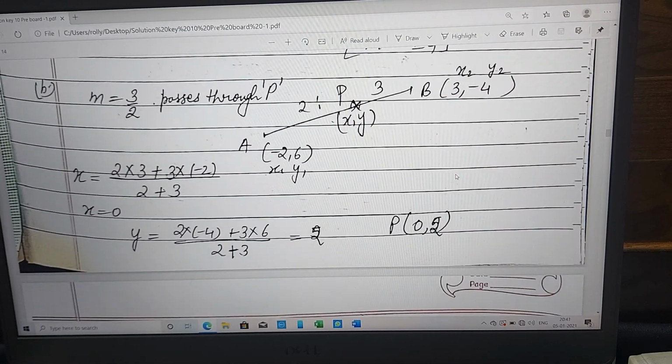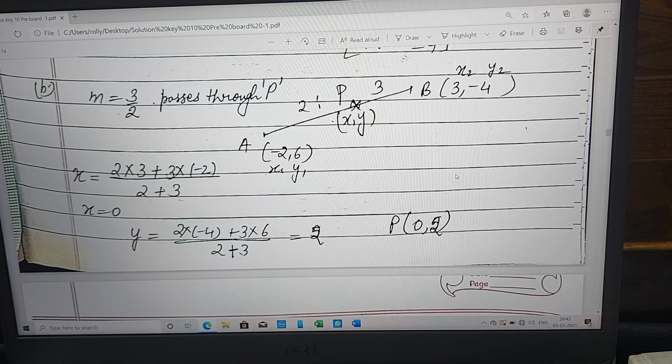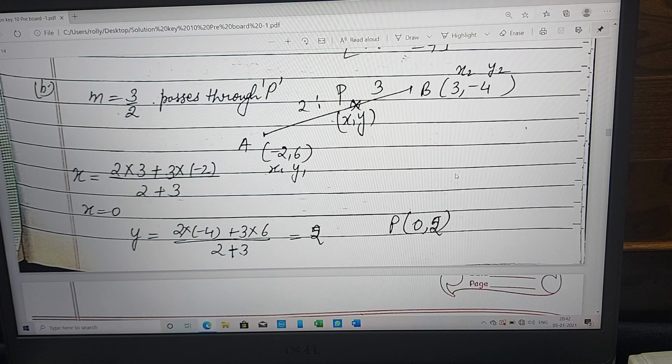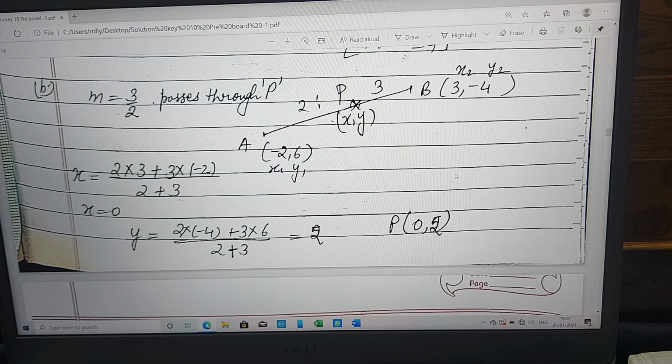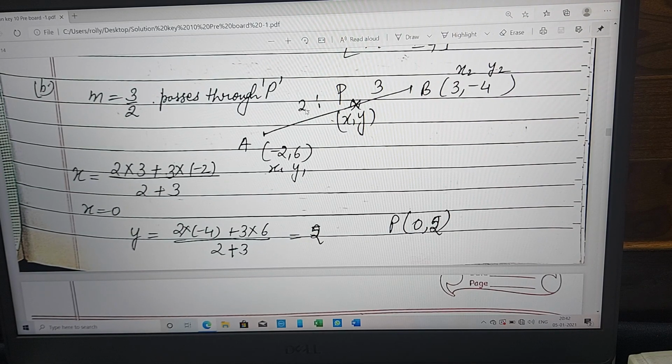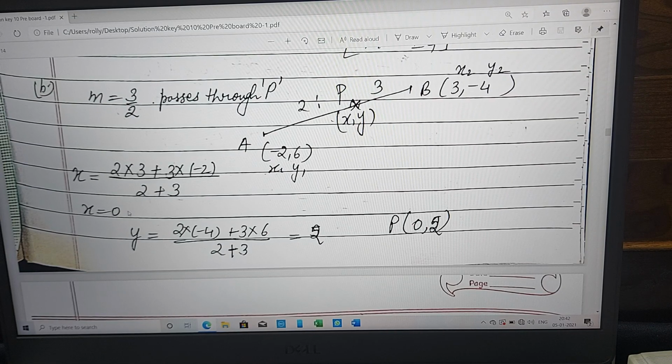Next question. The value of m is given as 3 upon 2, and the line passes through point P. The line segment AB is given where A is -2, 6 and B is 3, -4. The ratio is 3:2, but here I have taken 2:3. You have to take accordingly. Clear? If you are taking 2, then you have to take 3. So 2 into 3 and 3 into -2. Clear? So the value of x will be 0.